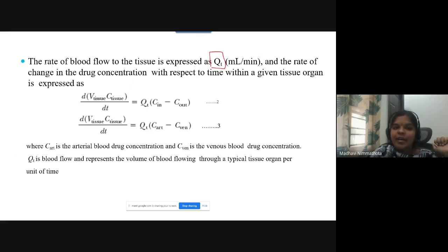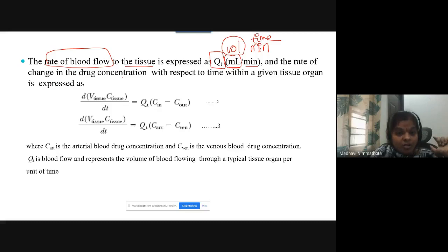And then the rate of blood flow to the tissue can be expressed as QT. This is the rate of blood flow to your tissue or organ. The rate will be in ml per minute. So this tells you the volume and this tells you the time. How much volume of your blood will be transported to the organ in how much time. So the rate of blood flow to the tissue will be expressed as QT.